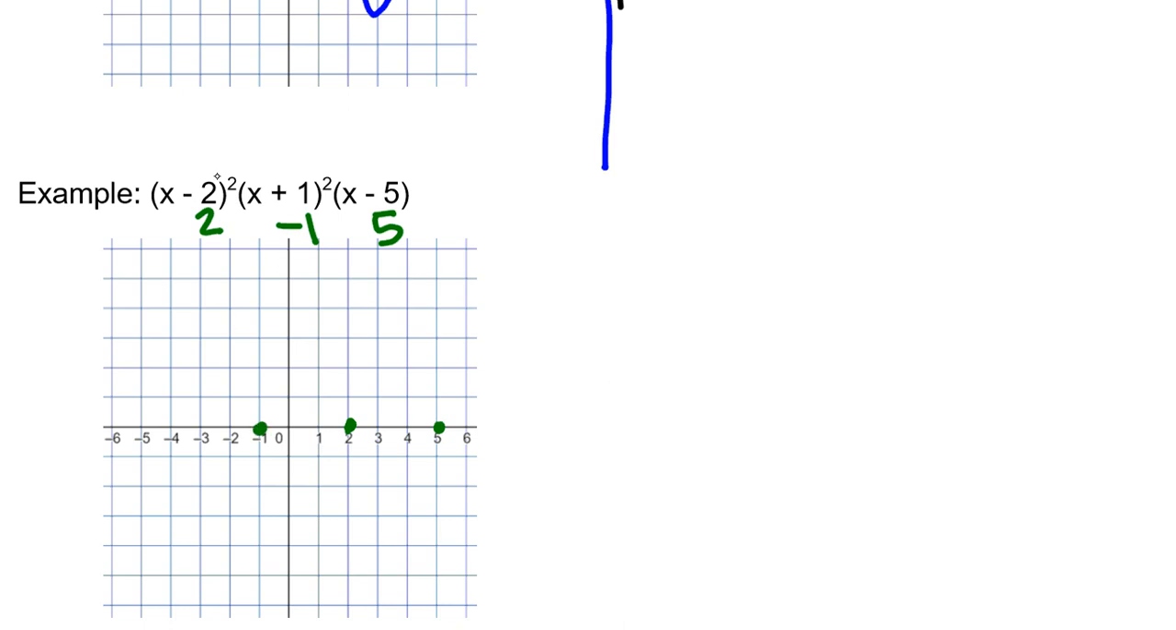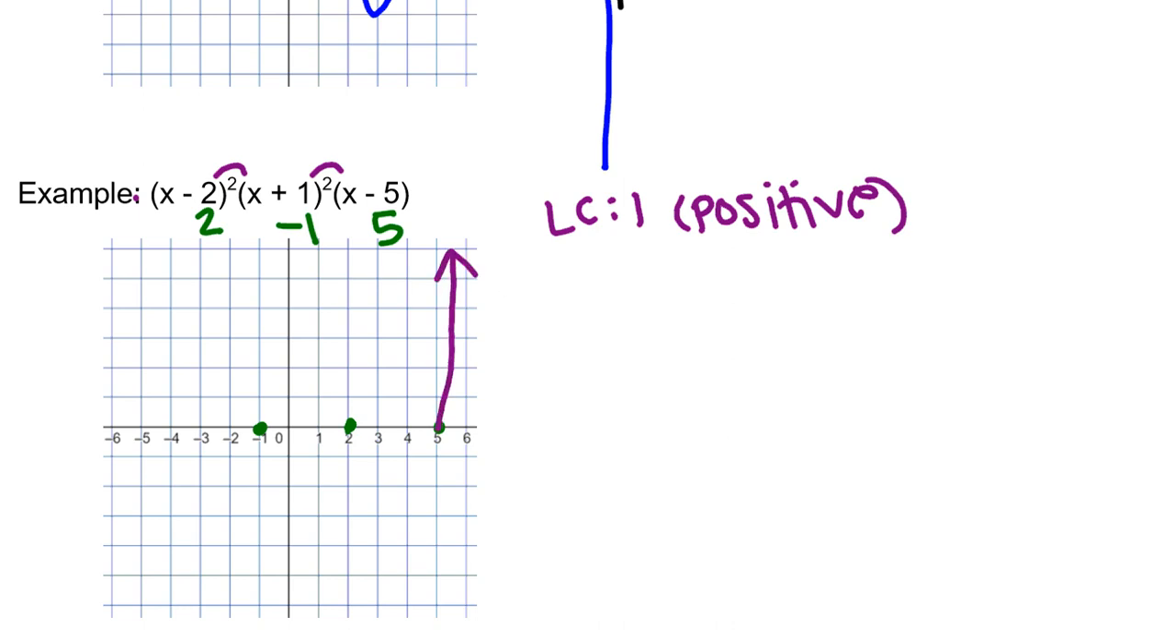So again, looking at end behavior, my leading coefficient is still 1 because again, 1 times 1 times 1 times 1 would be 1. And again, our leading coefficient is almost always positive in these. So again, that's positive. And that tells me something very specific about the right-hand side of my graph, and that's that it goes up forever and ever and ever.